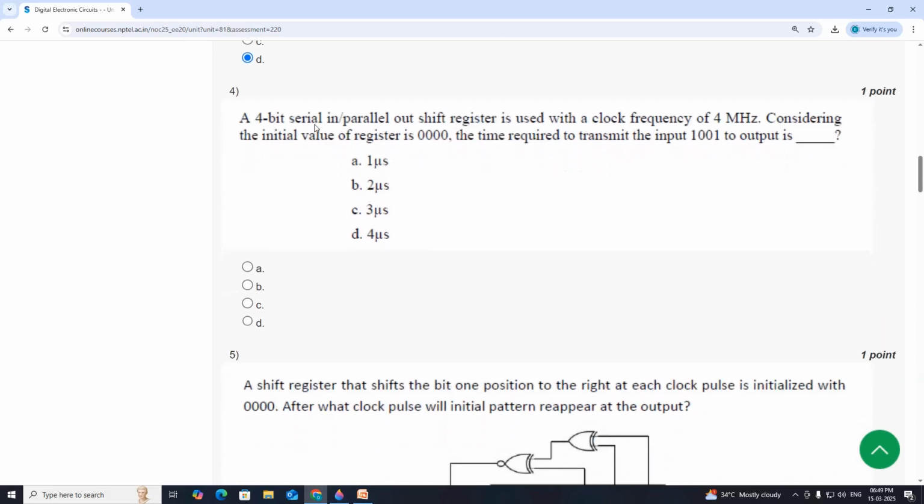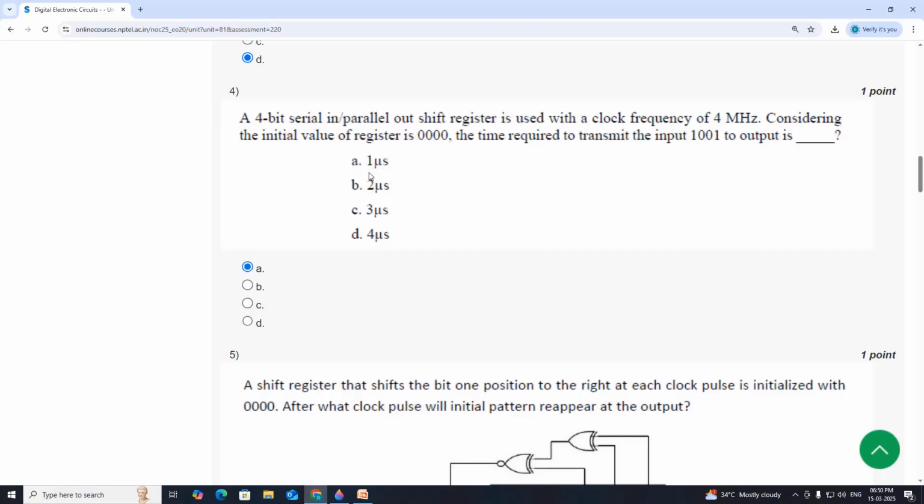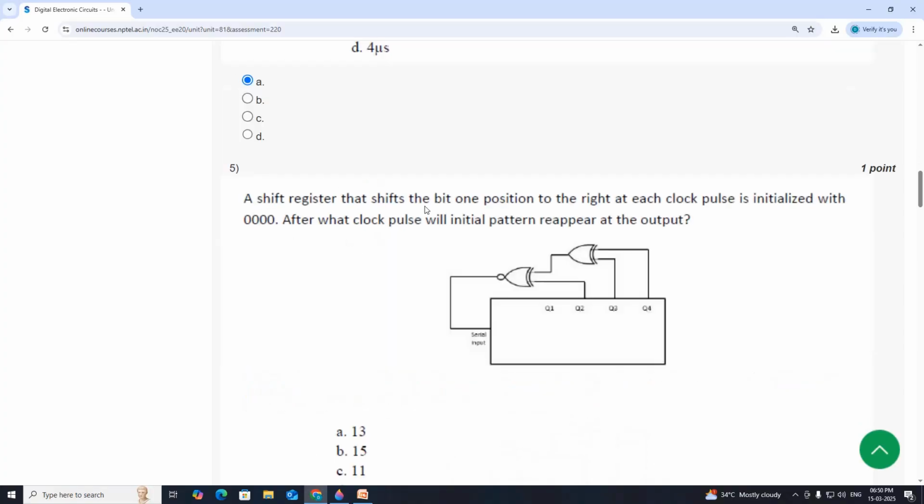Fourth one, a 4-bit serial in parallel out shift register is used with a clock frequency of 4 MHz. Considering the initial value is 000, the time required to transmit the input to output is, so it's very simple. 4 shifts are required because this is serial in parallel out. So 1 clock period is 1 divided by 4 into 10 power 6, which is equal to 0.25 microseconds. Option A.